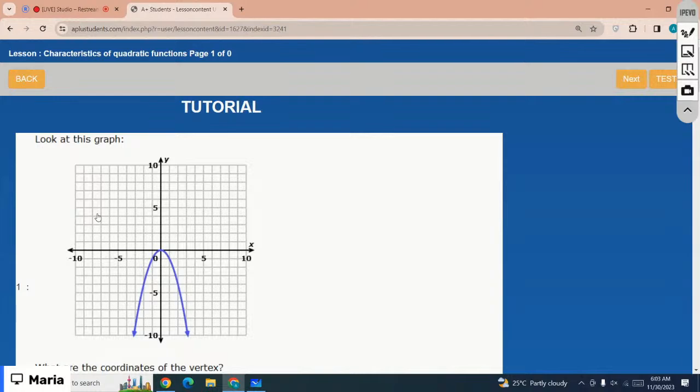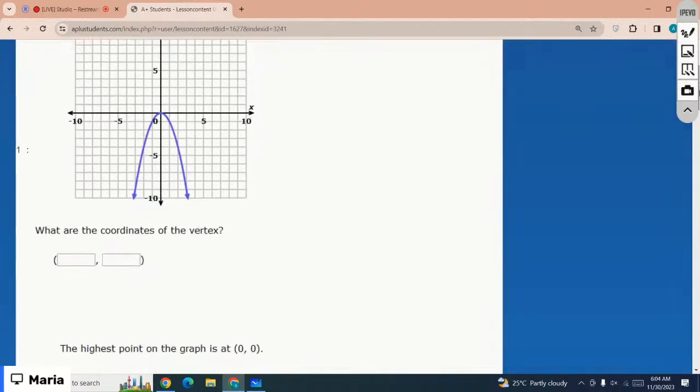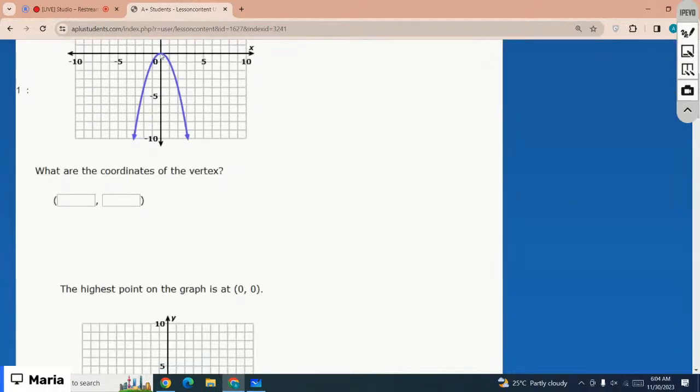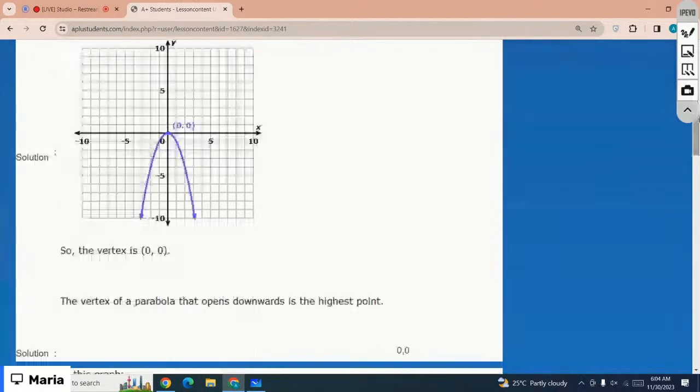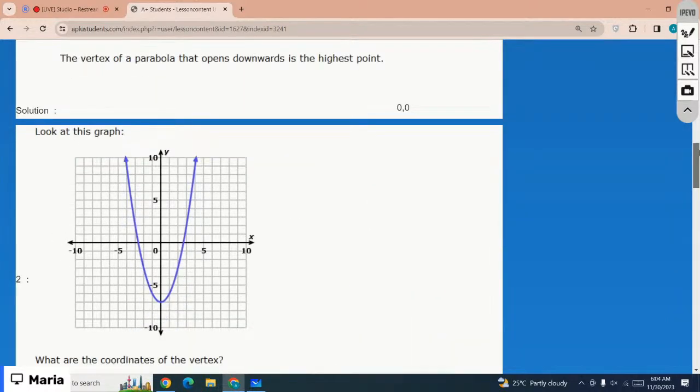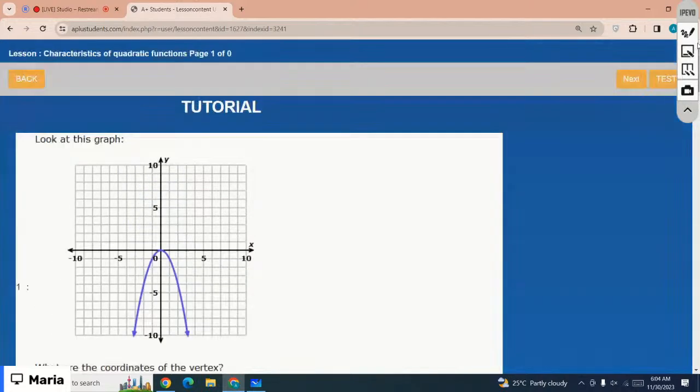So let's start with an example. Look at this graph. You are given a graph of a quadratic function. You need to calculate the vertex of the function, right? So you can see the graph, here is the vertex, and that is at the origin where both the x and y values are 0 and 0. And also the vertex is the highest point of the graph. So both the values are 0, 0 at this point. The vertex of a parabola that opens downward is the highest point, so that would be 0, 0, right? Let's just start with the practice questions.